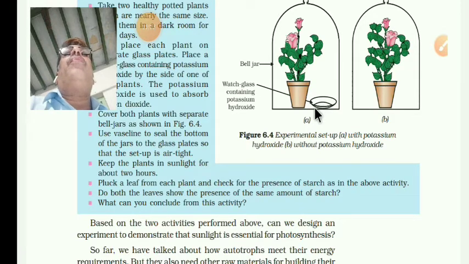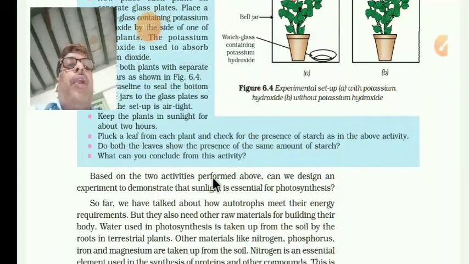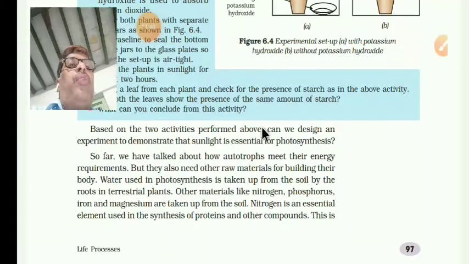What can you conclude from this activity? We can conclude that a good amount of carbon dioxide is necessary to carry out photosynthesis at the proper rate. Okay. Now we move on. Based on the two activities performed above, can we design an experiment to demonstrate that sunlight is essential?